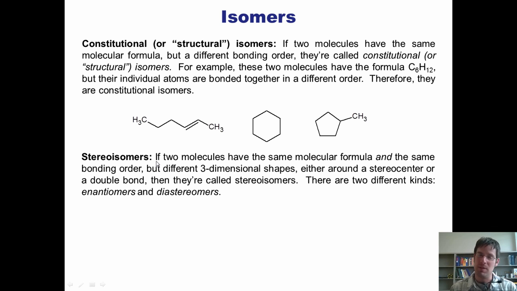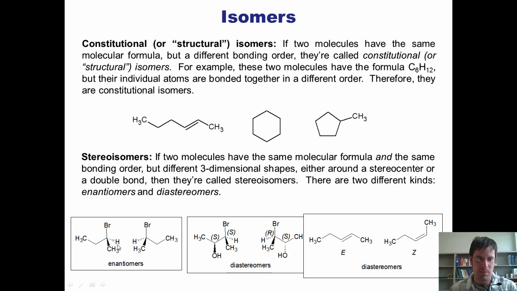Stereoisomers can be defined as this. If 2 molecules have the same molecular formula and the same bonding order, but different 3-dimensional shapes, either around a stereocenter or a double bond, then they're called stereoisomers. Now there are two different kinds of these, enantiomers and diastereomers.